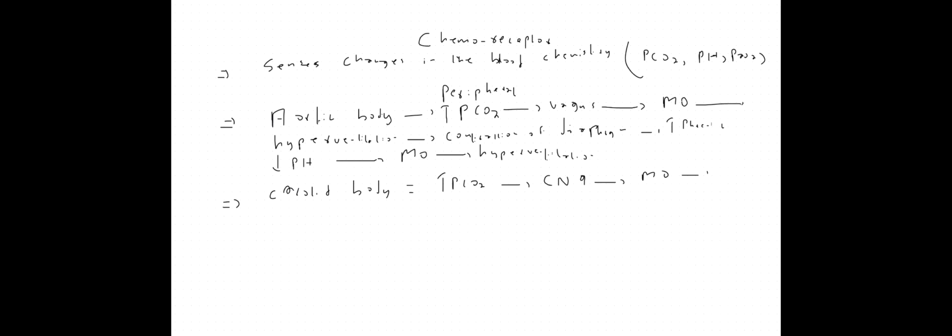So the mechanism of hyperventilation is the same. The only difference is the fibers. So that's all about your peripheral chemoreceptors. Chemoreceptors are very simple. Now we are going to discuss the central chemoreceptors.